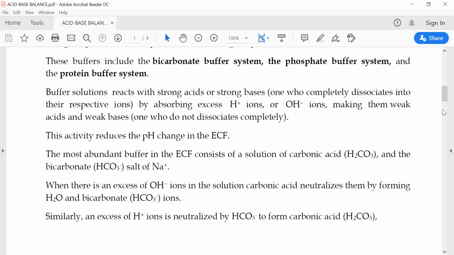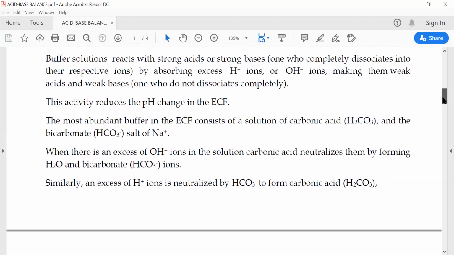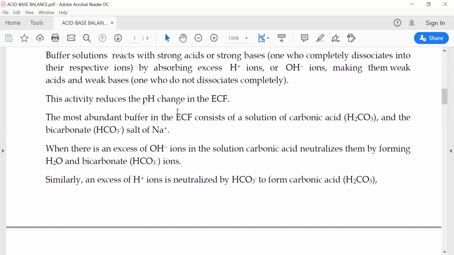Is this clear? So as I mentioned, we have two buffers in our extracellular fluid which play a very important role: carbonic acid and bicarbonate. And how are they involved in resisting the changes in pH? First of all, if the concentration of hydroxyl ion increases, then carbonic acid is going to absorb them and it gets converted into water and bicarbonate. Similarly, when the concentration of hydrogen ion increases in the body, then bicarbonate is going to absorb these extra hydrogen ions and it gets converted into carbonic acid.